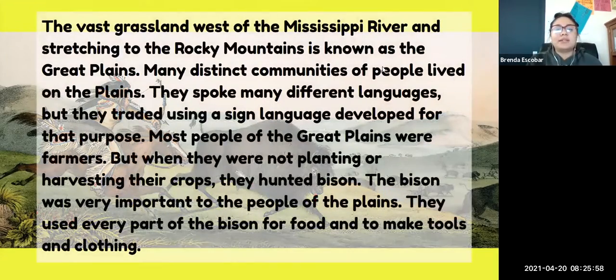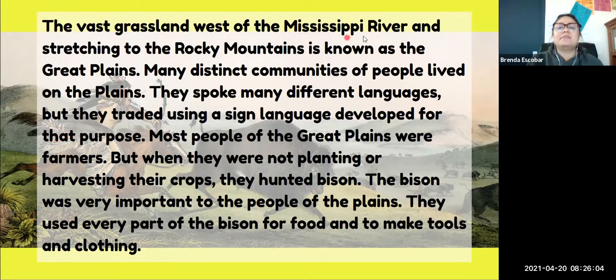All right, I'm going to read this out loud. Remember that there is a secret word somewhere in here. It says the vast grassland west of the Mississippi River and stretching across the Rocky Mountains is known as the Great Plains, ladies and gentlemen. Many distinct communities of people lived on the plains. They spoke many different languages. So I'm going to pause right there. Even though all these people are Native American, remember, there are still different groups and they all have different languages.